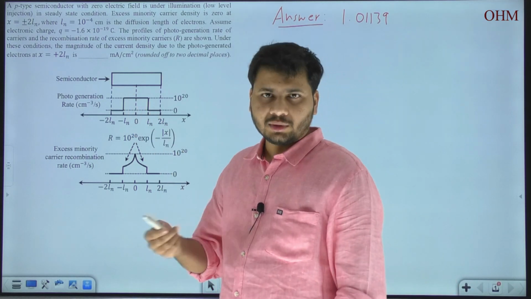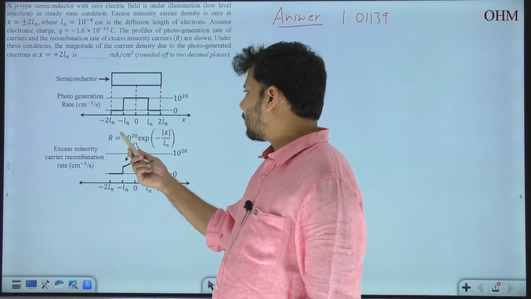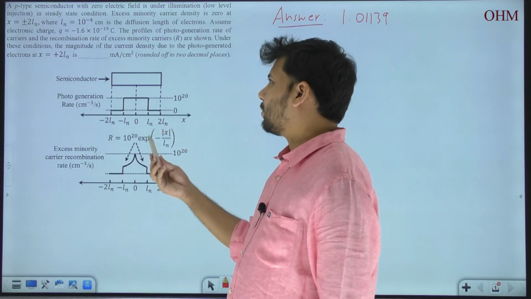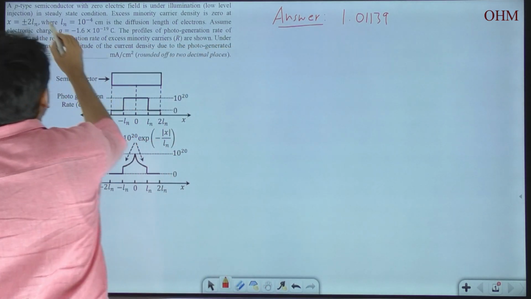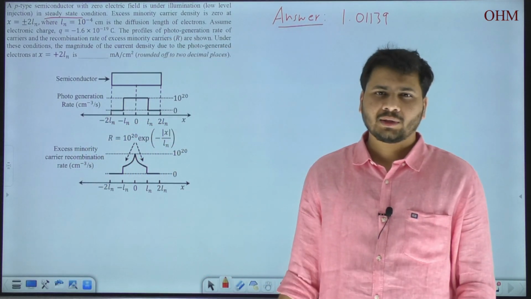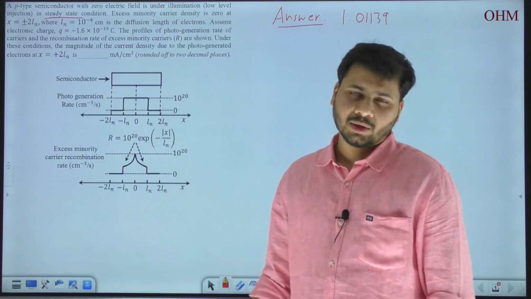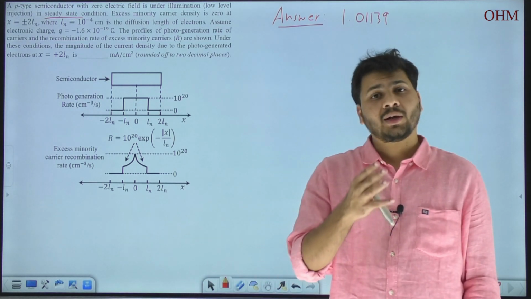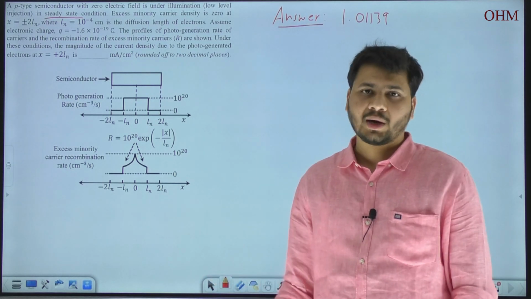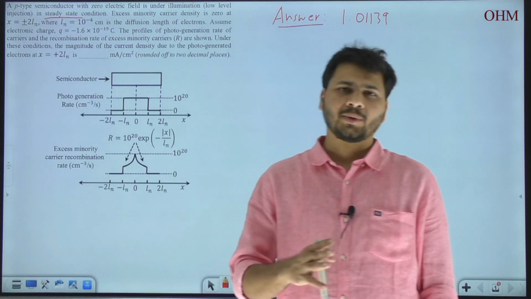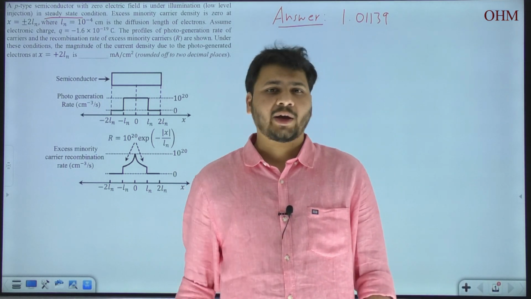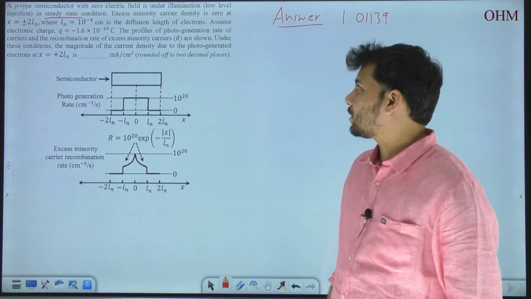We have a p-type semiconductor which lies between -2Ln and +2Ln. And this p-type semiconductor is at steady state. Steady state means you take any location, and at that location the values of n and p will not change with time. The values of n and p can vary with distance, but at any given location they remain constant with respect to time. That means there can be a spatial variation, but there cannot be any time variation. That is the meaning of steady state.